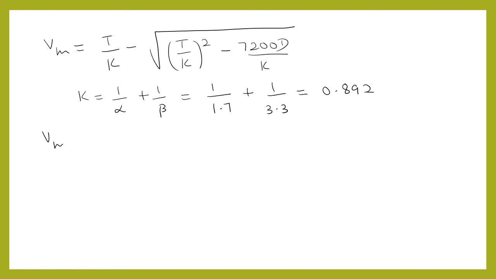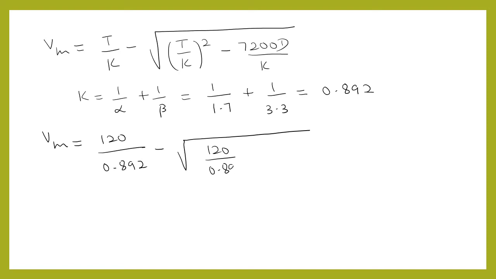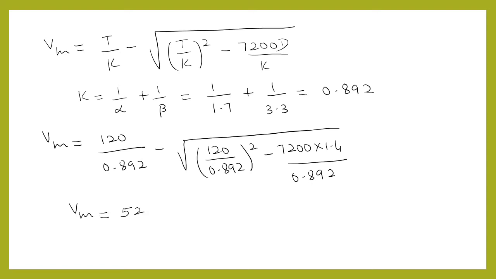Therefore, we have Vm equal to 120 by 0.892 minus square root of (120 by 0.892) squared minus 7200 into 1.4 by 0.892. Solving this equation, we get the maximum speed Vm equal to 52 km per hour.